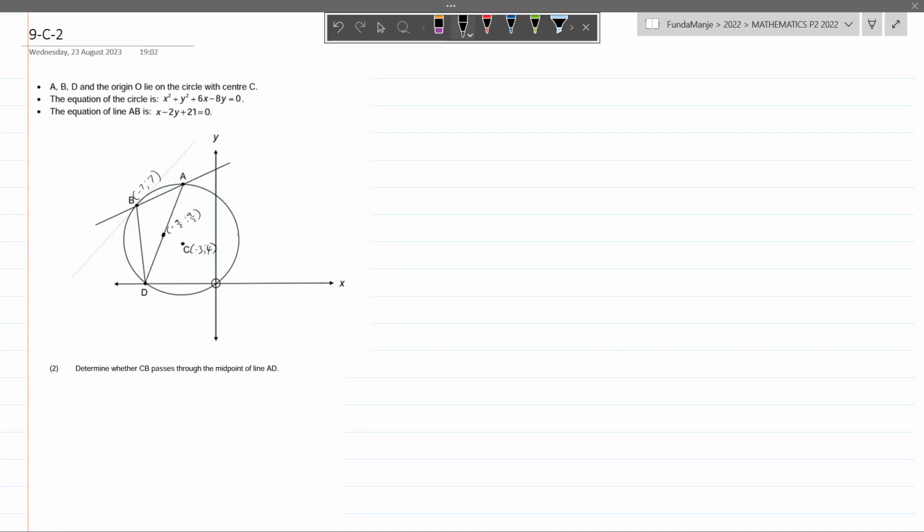Question C2 says determine whether CB passes through the midpoint of line AD. So we're trying to figure out if CB will pass through that midpoint that we just calculated, call it M. In order to do that, there are two methods that you could use to figure this out. The first one's more straightforward, but that's the one I'll discuss.